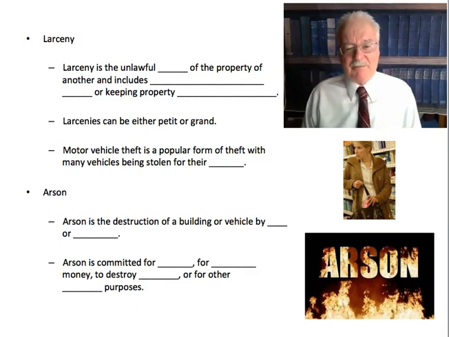Now, larcenies can be either petit or grand. Petit, minor, is usually a misdemeanor. Grand larcenies are usually felonies. Generally, stealing small amounts of money is petit larceny, or property valued at, say, less than $1,500 in most jurisdictions is petit larceny. $1,500 or more is usually grand larceny.